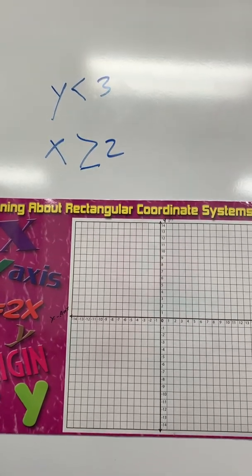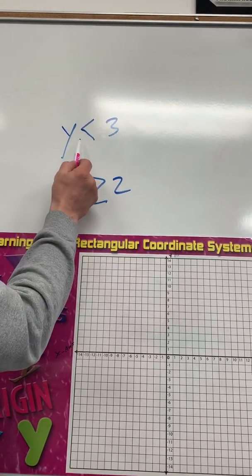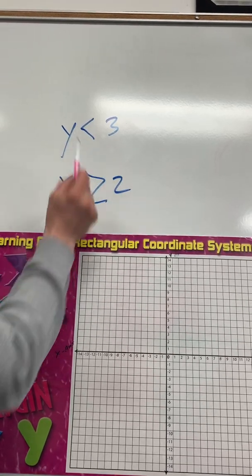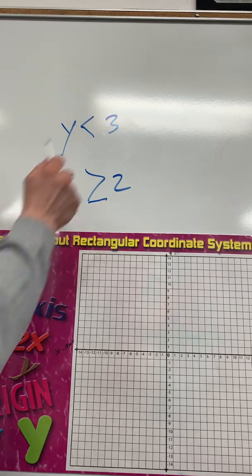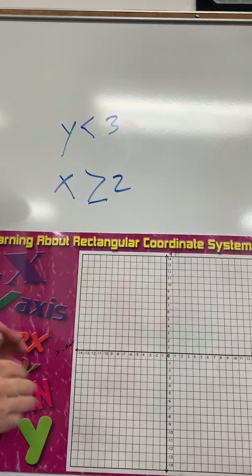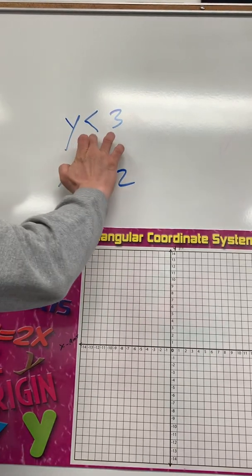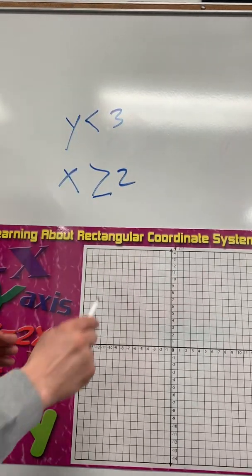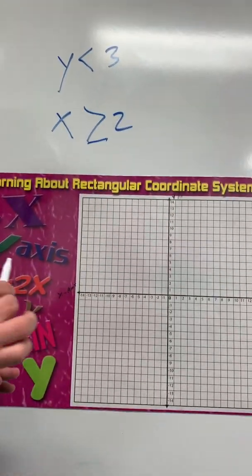Okay, so a couple things right off the bat. You need to pay attention to your greater than or less than, and then greater than or equal to or less than or equal to. Remember? If it doesn't have a line under it, it's just either greater than or just less than. When you see just this, it's going to be a dotted line.